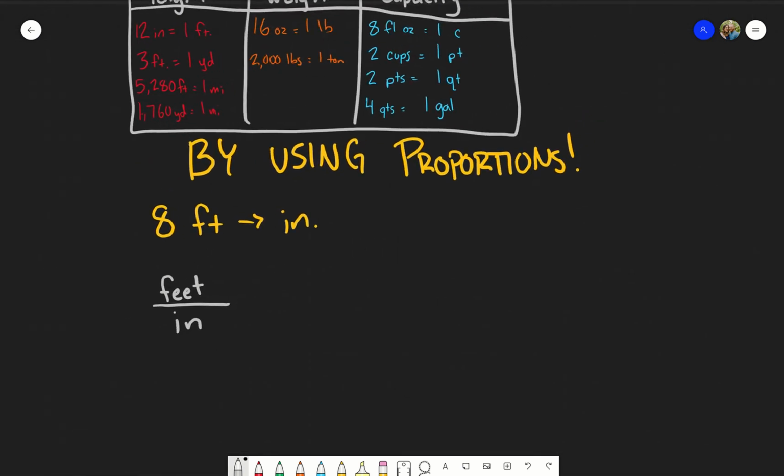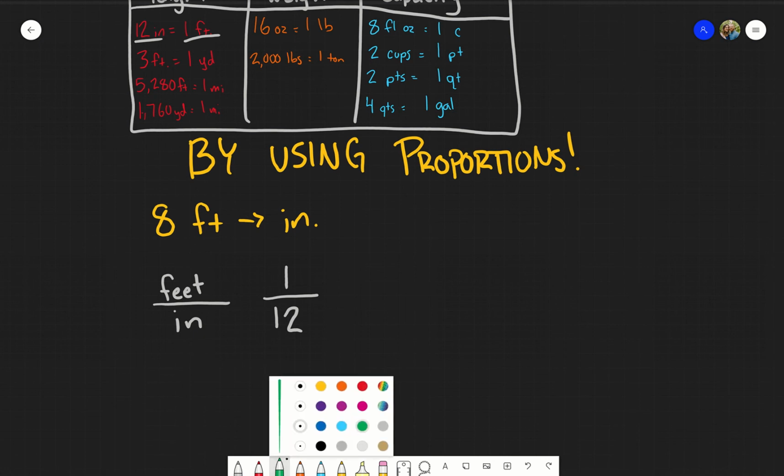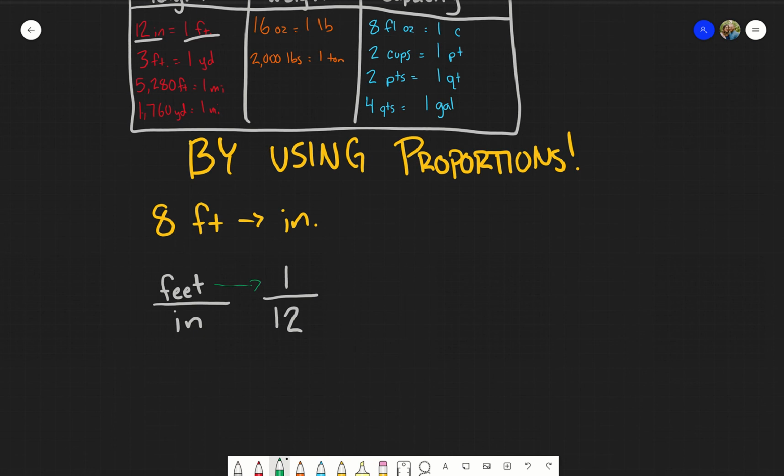Now, go back to my list here and see what's my relationship between feet and inches. Well, I know that 1 foot equals 12 inches. Okay, so I'm going to make a ratio following the same unit progression as my first ratio. So my first ratio is feet to inches, so feet needs to stay on top the whole time. 1 foot equals 12 inches. Okay, and I'm going to use this ratio and another ratio to find out if 1 foot equals 12 inches, how many inches are in 8 feet? Where my question was, 8 feet is how many inches?